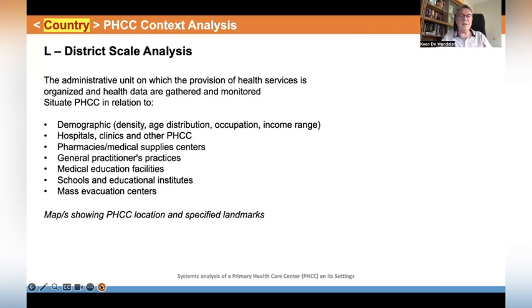Medical education facilities where nurses or physiotherapists are being trained, schools and educational centers in general, because they may offer shelter in cases of emergencies, and of course the mass evacuation centers in case of emergencies. These are all part of the system, even though they may not constantly be on standby.